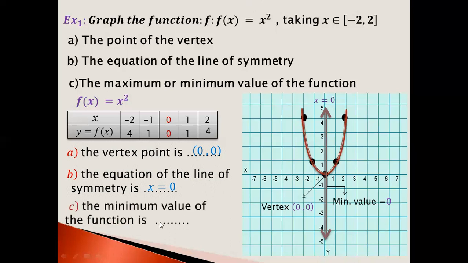The minimum value of the function. We can find the minimum value of the function on the graph. It's here. This is the minimum value of the function. We can take it from the y-axis. It is 0. Here is the minimum value on the y-axis. It's 0.